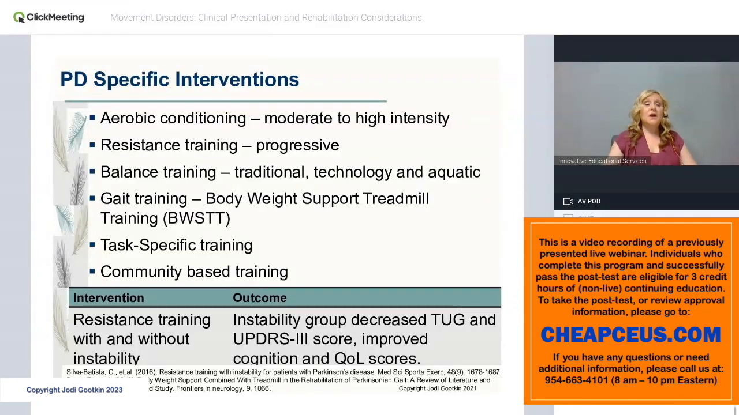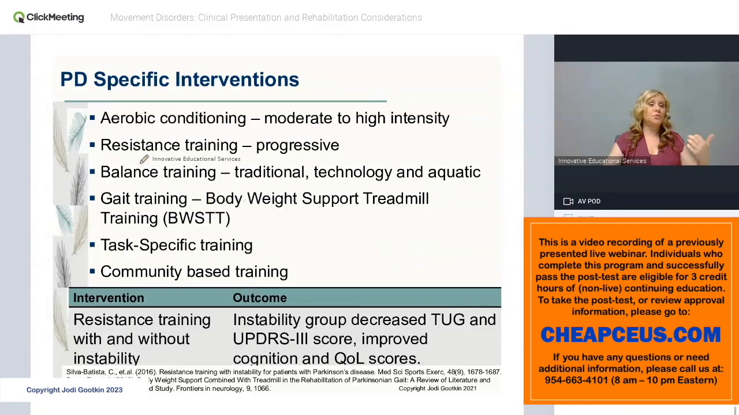That aerobic conditioning has the benefit of increasing oxygen consumption, functional capacity. It seems to help decrease the disease severity for individuals. The optimal dosing, they say, it's not specifically determined yet, but it seems to be when individuals are exercising at a moderate to high intensity cardiovascular fitness level for them.